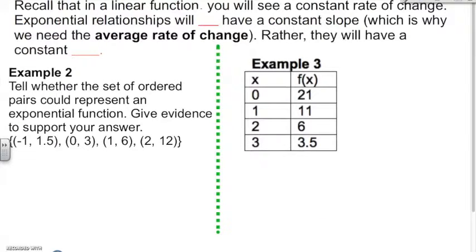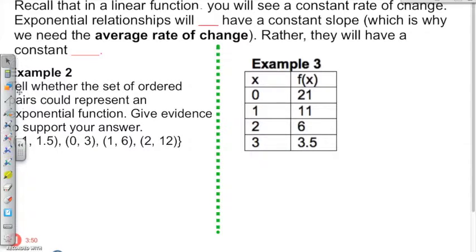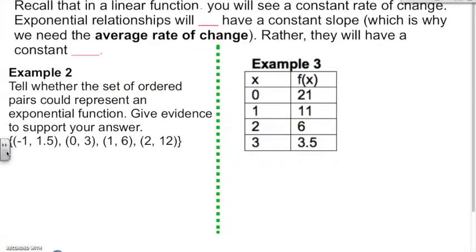Alright, so now looking at telling whether or not something is an exponential function. Remember that when we were looking at linear functions, or straight lines, we always saw a constant rate of change. However, when we have an exponential relationship, we will not have a constant slope. And that's why we keep saying the average rate of change instead of just the rate of change or the slope for exponential functions. Instead of having an average rate of change, they'll have an average ratio. So that means we're going to be multiplying, just like in our geometric sequences at the beginning of this unit.